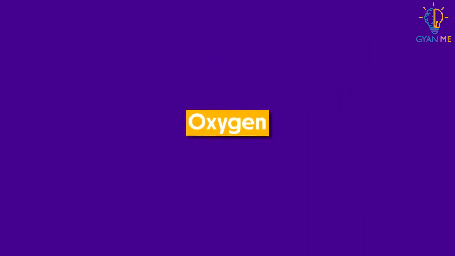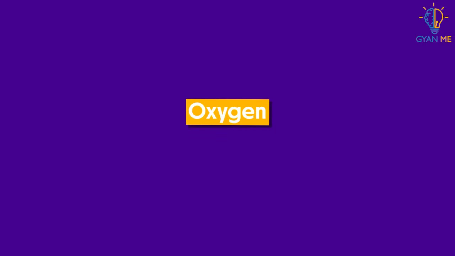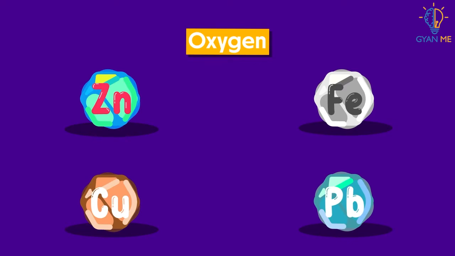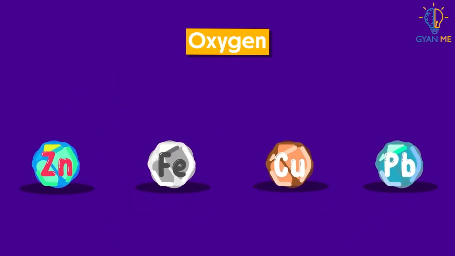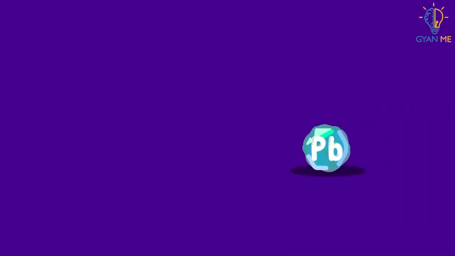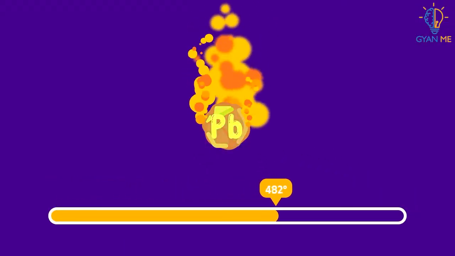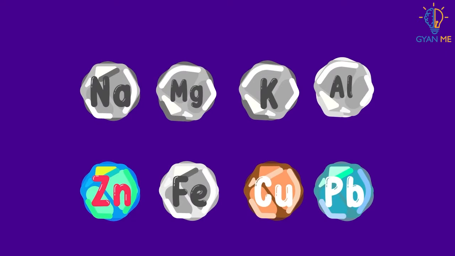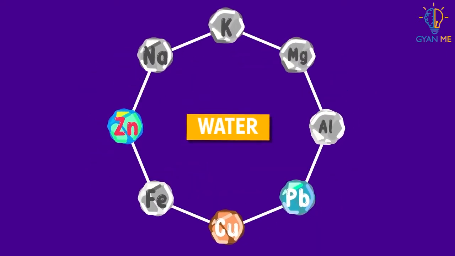But burning in oxygen does not help us to decide about the reactivity of some metals like zinc, iron, copper, lead, etc. because these metals do not easily burn in the air. They require a high heating temperature. For example, lead requires a temperature up to 800 degrees Celsius to form lead oxide. And that is why we will react these metals with water and see their reactivity.